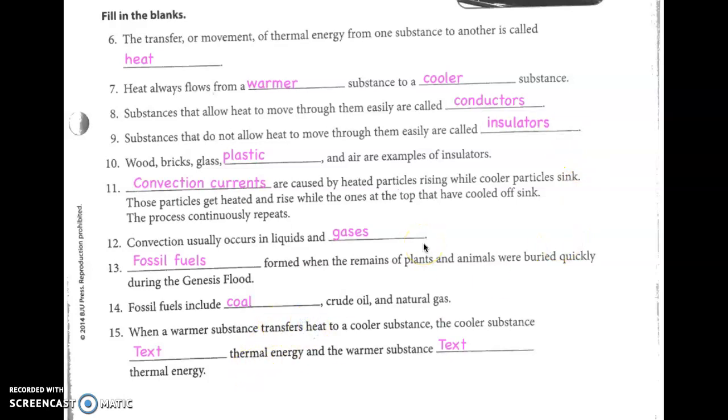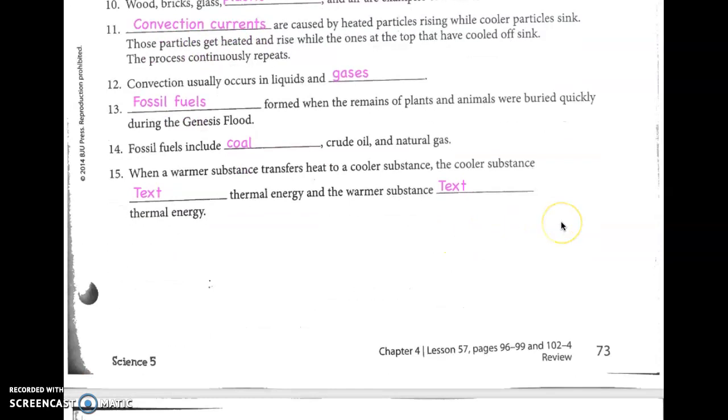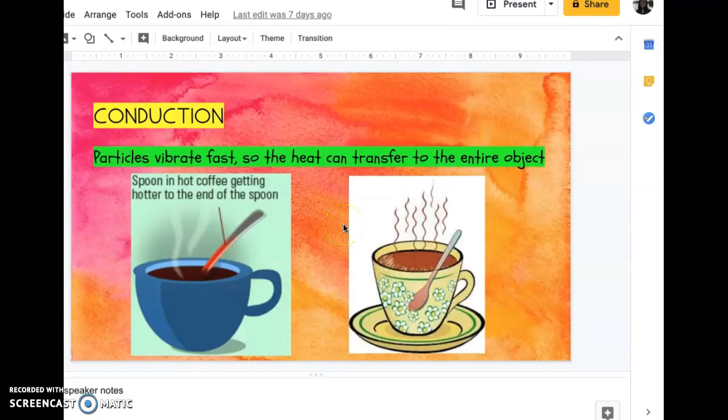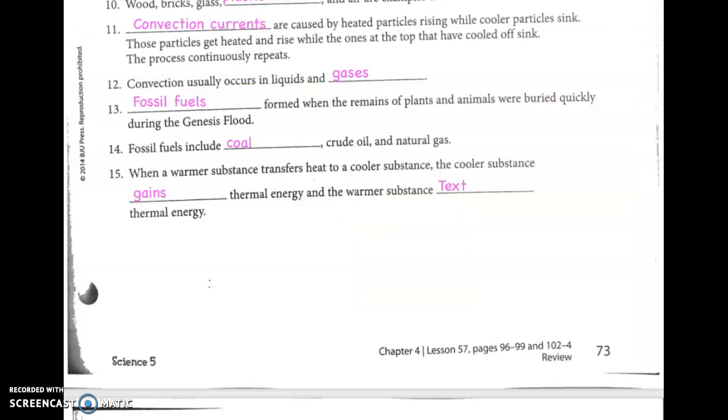When a warmer substance transfers heat to a cooler substance, the cooler substance blanks thermal energy and the warmer substance blanks thermal energy. So for example, if you think about the hot chocolate example, and you leave a metal spoon in there, the hot chocolate will transfer the heat to the spoon, and the spoon will gain thermal energy, meaning it will receive it, and the warmer substance will lose thermal energy.